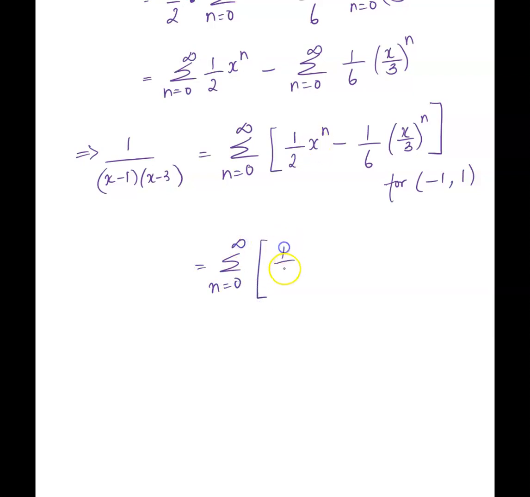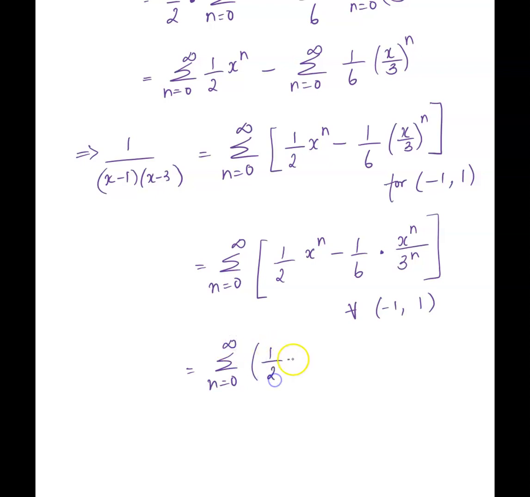You have the x power n and the 3 power n, so we want to separate the constants from the x power n. I'm expanding the x over 3 power n as x power n and 3 power n for all x in the interval -1 to 1. And then summation n, 0 to infinity, 1 over 2 minus 1 over 6, 3 power n. It looks like 6 times 3 power n, so let me do 6 times 3 power n with an x power n. Okay. So this whole thing is like your Cn.